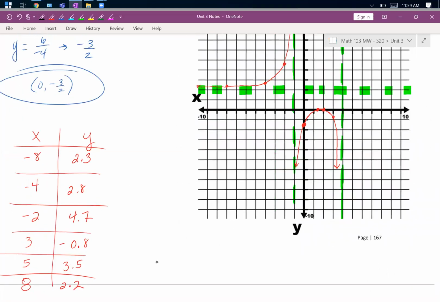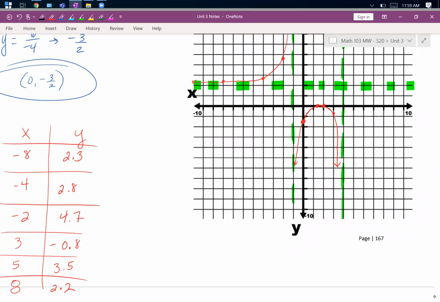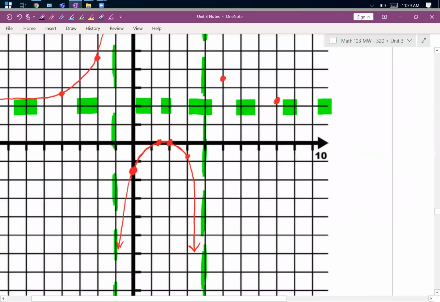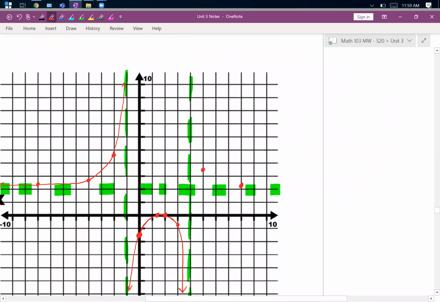All right, last one. We have the point 5, 3.5. And the point 8, 2.2. Now, these 2 points have to connect. And the ends of our graph have to tend towards the asymptote. So this one on the left is going to tend towards the asymptote it's closest to, this vertical, and the one on the right tends towards the asymptote it's closest to.